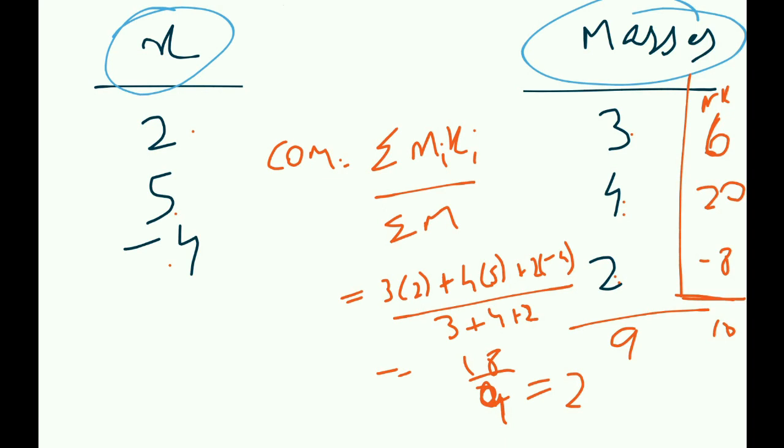So that's going to be my x coordinate of center of mass. When I write it, I'm going to denote it by x_com or x_cm, however we write it. That's going to be 2, and let's set that aside.